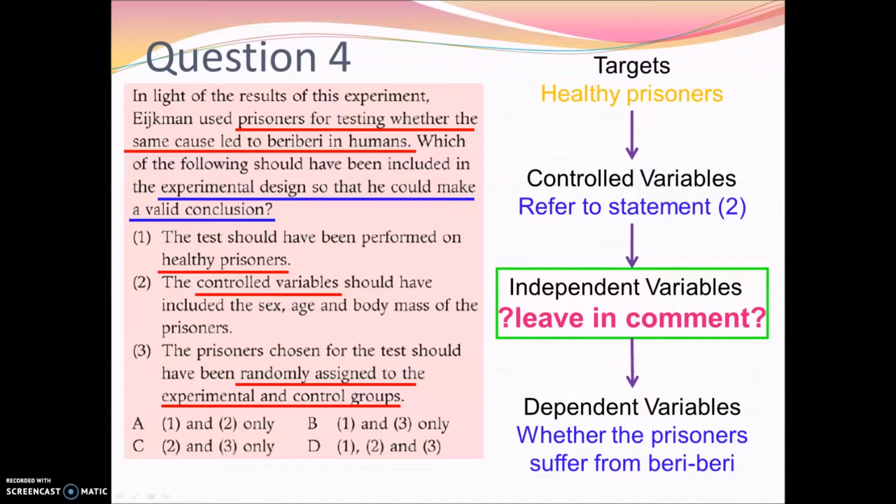Because maybe beriberi is related to other diseases, that's something we don't know. So that's why we need to pick up some very healthy prisoners first. Then you can take a look at the flow chart on the right hand side. We pick up the healthy prisoners, and then for the CV, anything we need to keep constant, you can refer to statement 2.